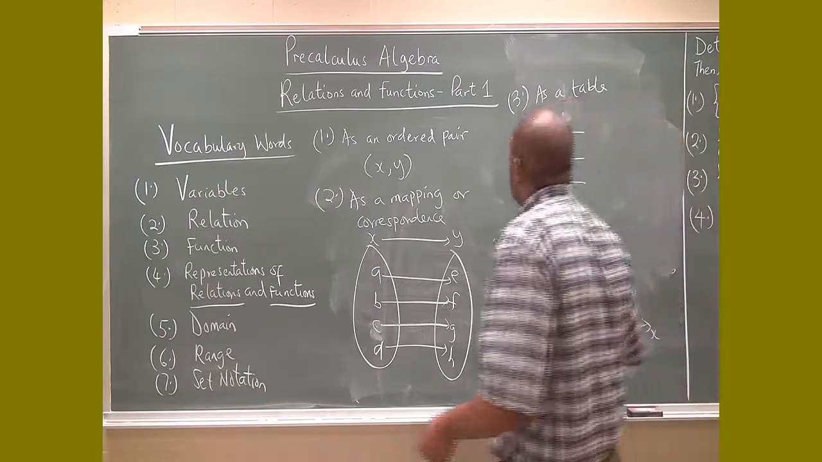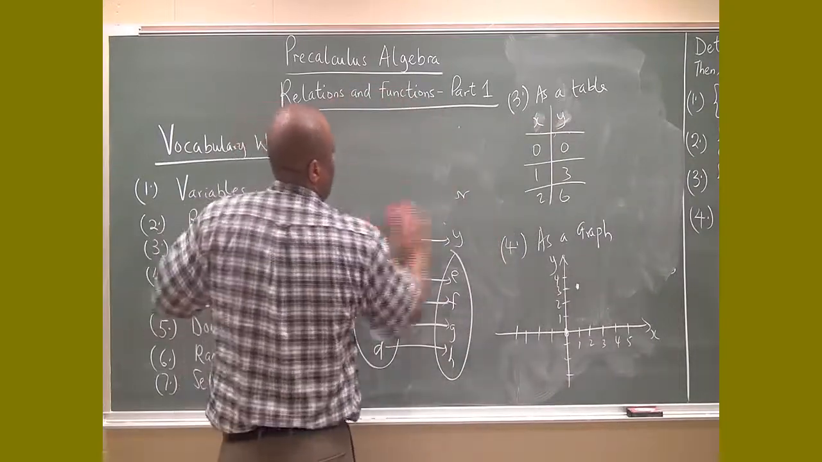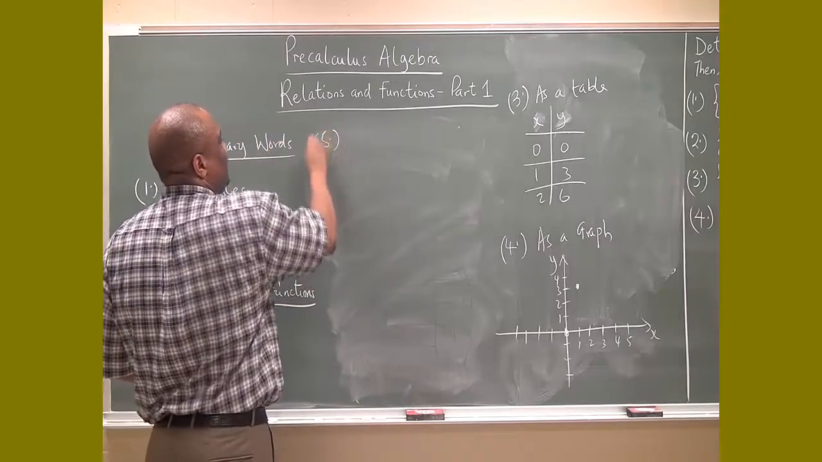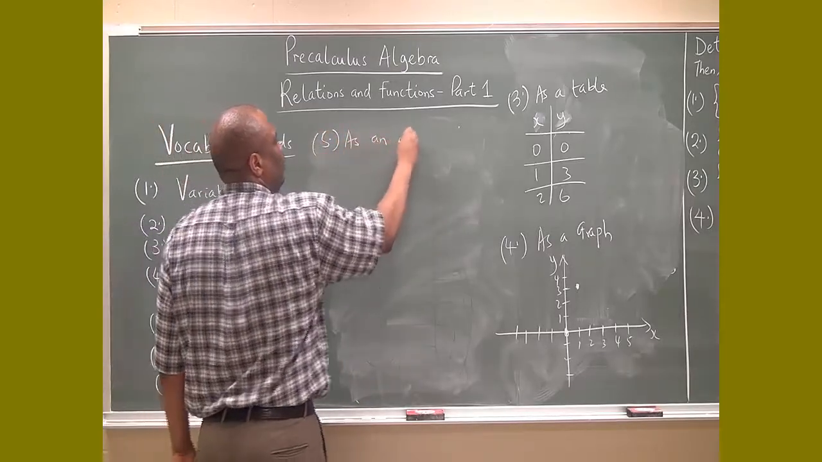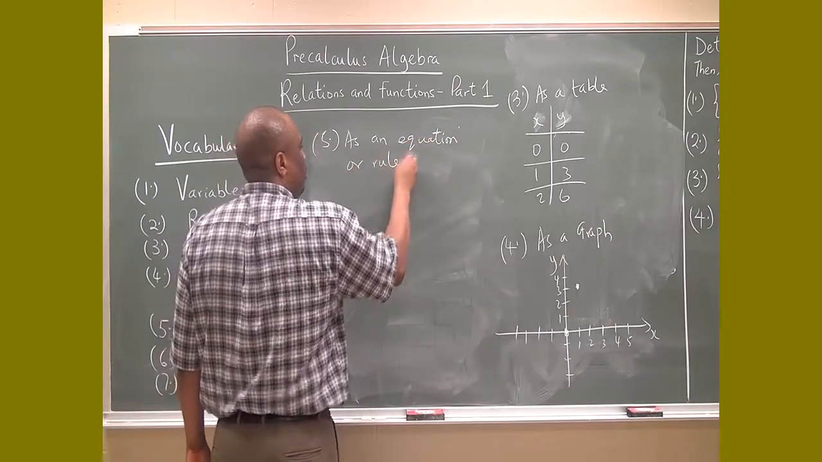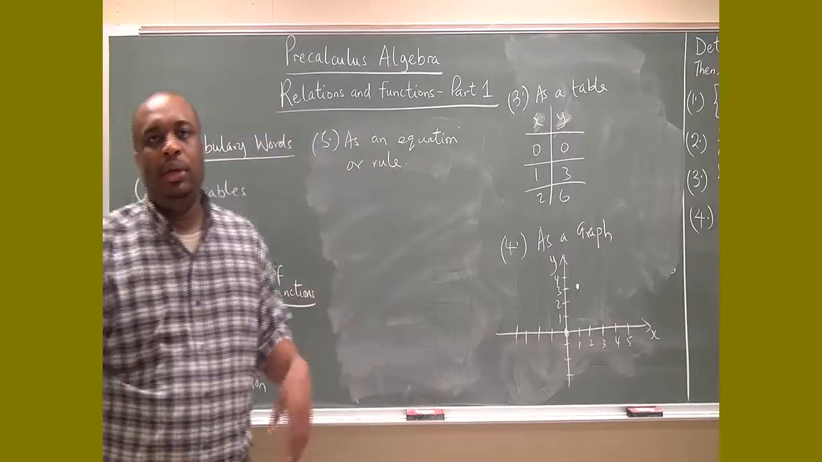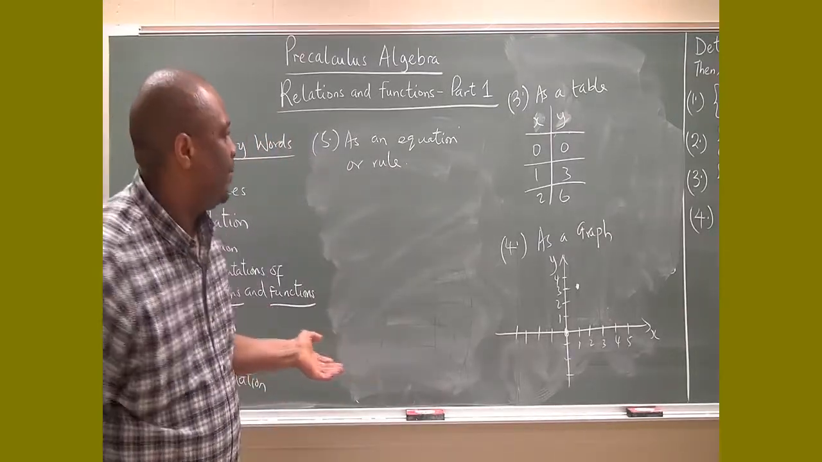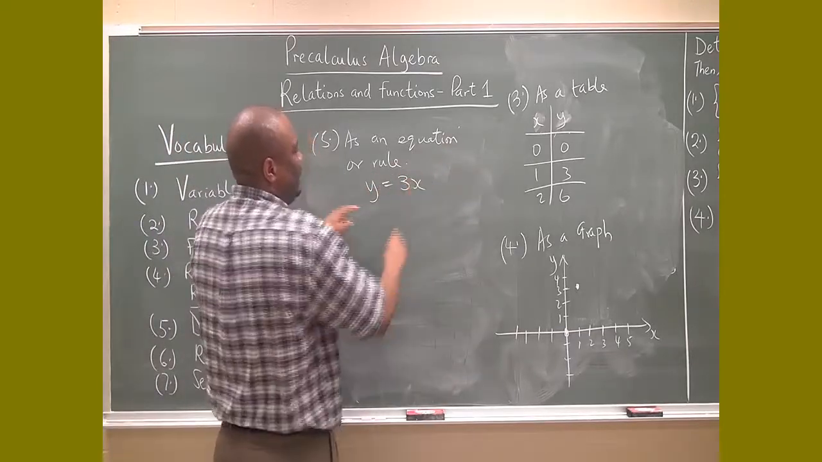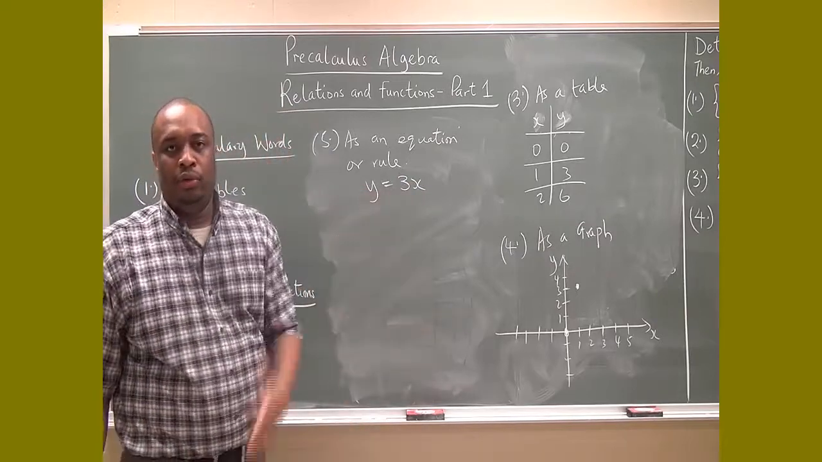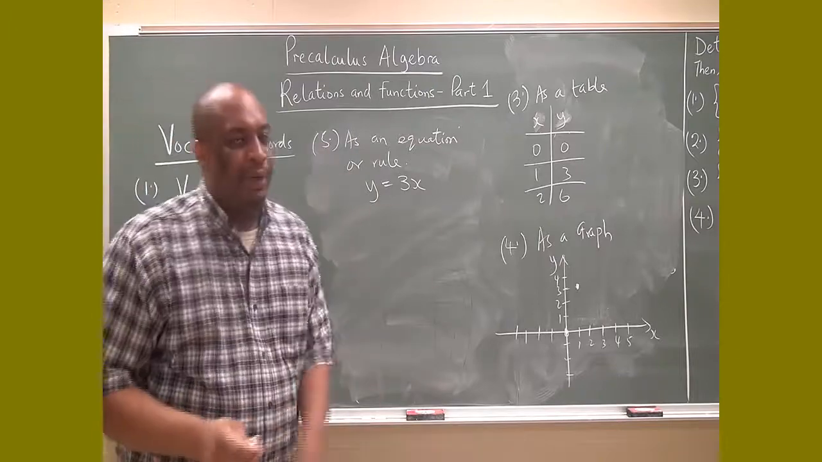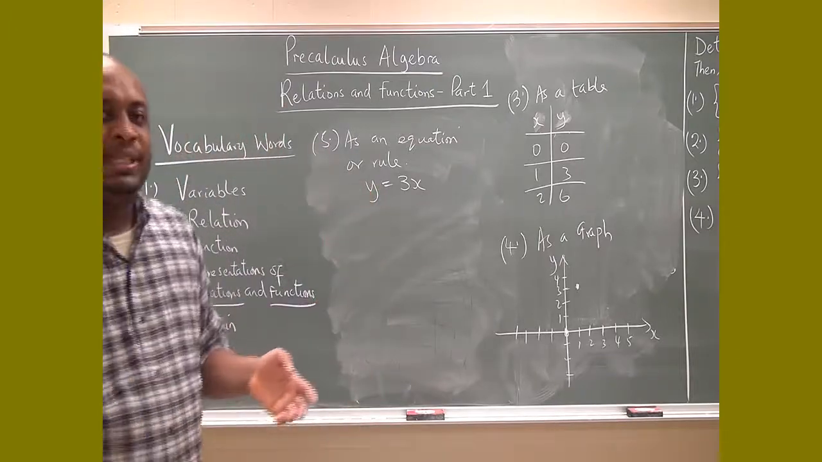Then the fifth way that you can represent relations and functions is as an equation, or a rule. Sometimes they ask you what is the rule of the function or what is the rule of the relation. What I mean by that is, in this case, y equal to 3x. This is the equation or rule of the function. Alright? So we are going to look at these representations one at a time in subsequent videos.